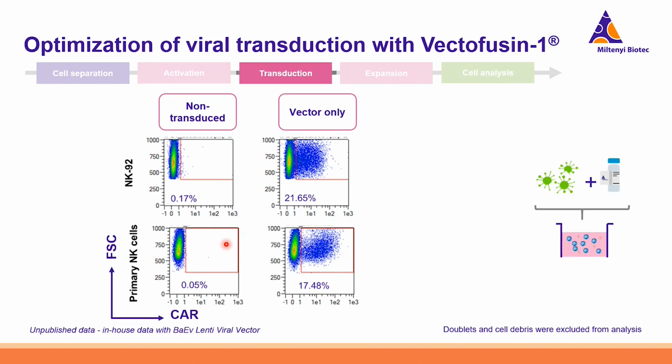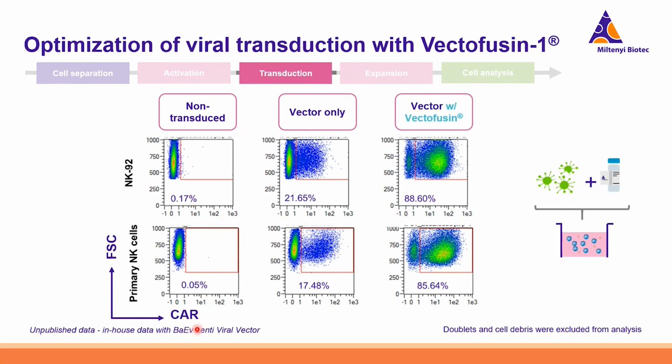What you can see here is on the lower line, the primary NK cells, and here a cell line of NK cells. The first row shows cells which have not been transduced, then NK cells which have only been transduced with a vector, with a baboon enveloped lentiviral vector, and then here the last row where vector together with Vectofusin has been used. You can nicely see that the transduction efficiency increases from 17 or 20% up to 80 to 90%.